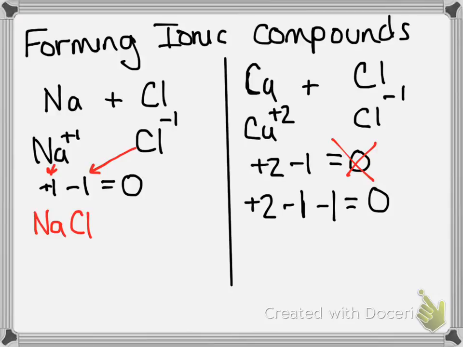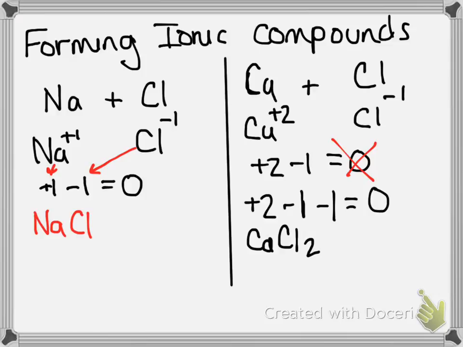And so our formula is going to be calcium, there's only 1 +2, but then we have 2 -1s, so it'll be a Cl2. If we needed 3 chlorines, it would be a Cl3. Okay? The number goes after the atom that you need more of.